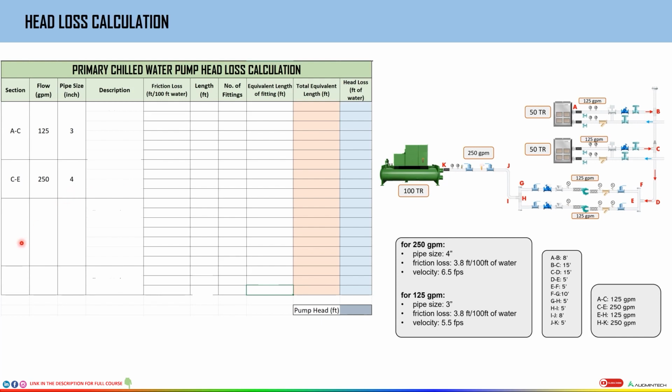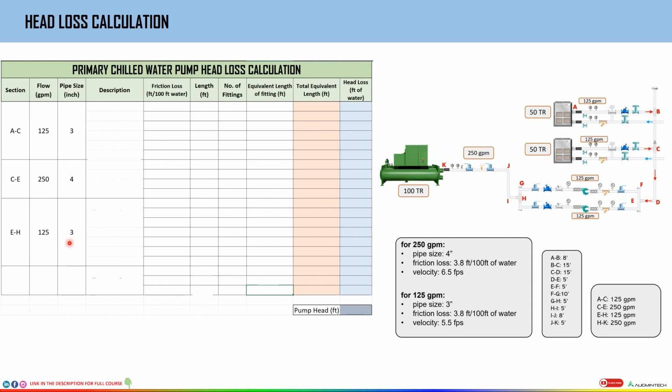Next, what is the next section after E? So E, F, G, H. From here to here, we know the flow is 125 GPM. So we'll just call it another section. So E to H is one section. What is the flow? 125. And what is the pipe size? For 125, it's 3 inches. So we'll just note it over here.